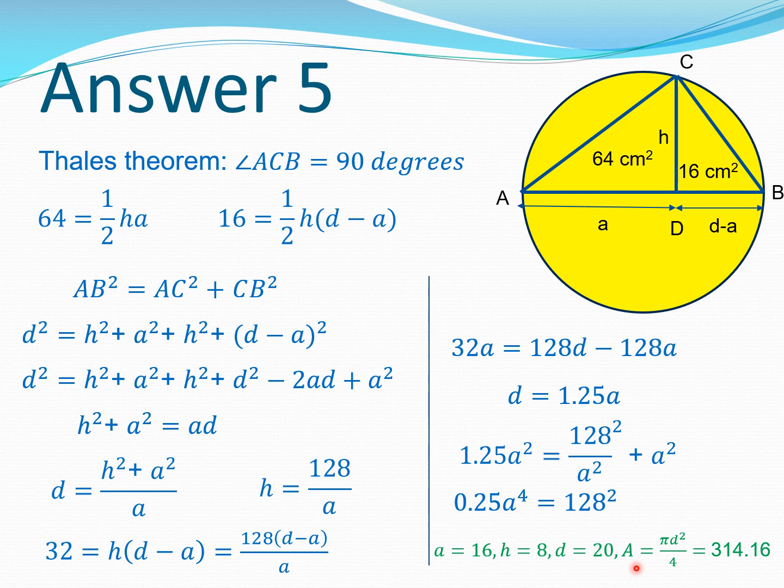And so I can now invoke the formula area is pi d square by 4. And I can immediately get the value by substituting d is equal to 20. So that will be pi into 20 squared by 4. And if I use the value of pi, I get this to be 314.16 centimeters square. So that's the area of this particular circle.